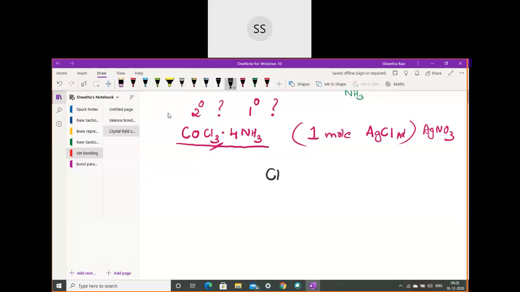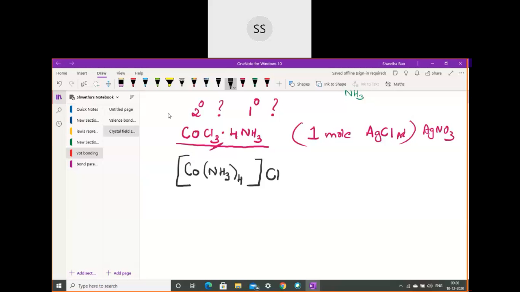Okay. So I will give you now here. The question was you have to find primary and the secondary valency. Complex given to you is this, and they are saying 1 mole of AgCl is precipitated out. That means 1 Cl has gone out, that is present outside the complex. So I will put it outside the complex here.